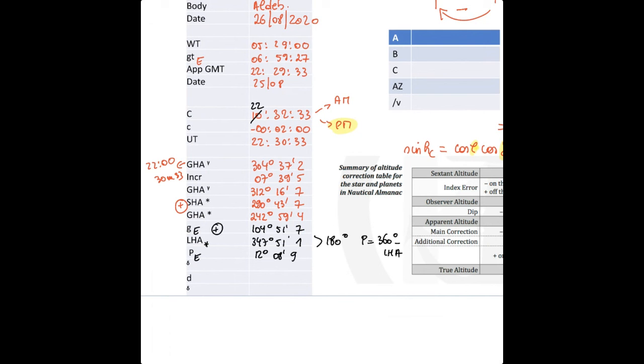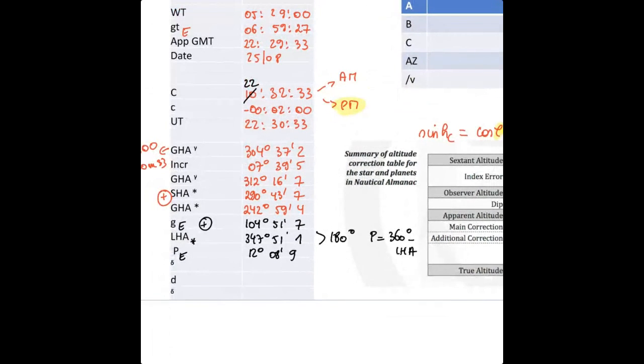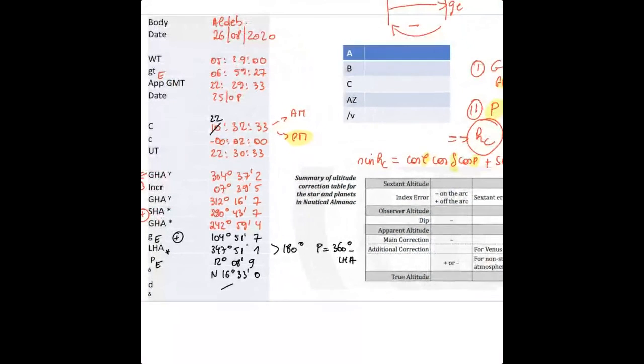Okay, we forgot to note our declination. The declination of a star here, it is north, it's indicated next to the SHA, 16 degrees 33.0. There is no correction. Okay, so now I have determined my polar angle and my declination.